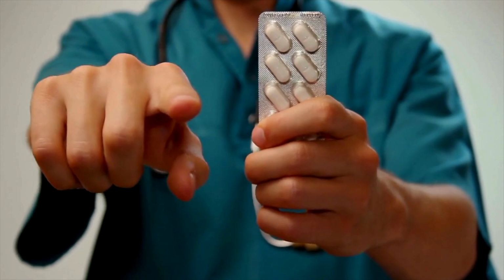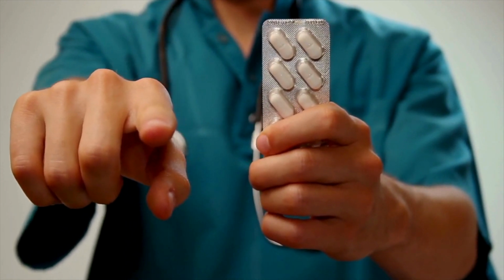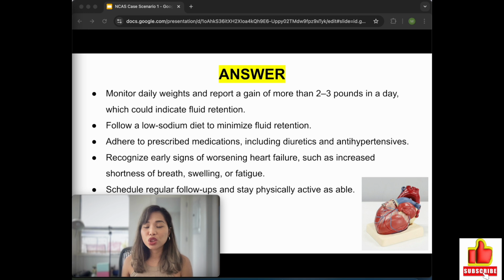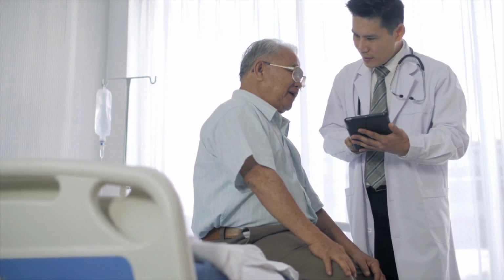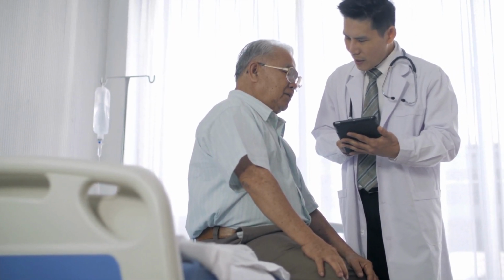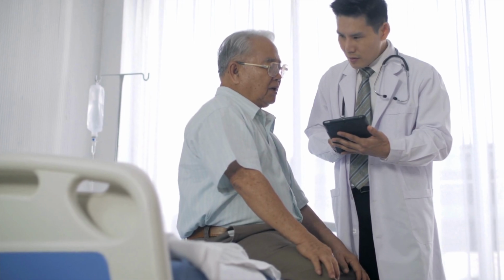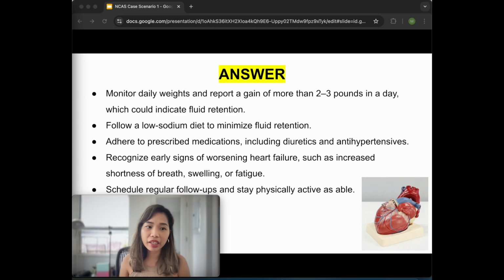So before you let this patient get discharged, you have to make sure that the patient knows when to take the medication, and also tell the patient what are some contraindications or things they have to look out for. Recognize early signs of worsening heart failure. So if a patient has increased shortness of breath, any swelling, any peripheral edema, or any fatigue, like generalized weakness, to let their doctor know as well. And lastly, schedule regular follow-ups and stay physically active as tolerated.